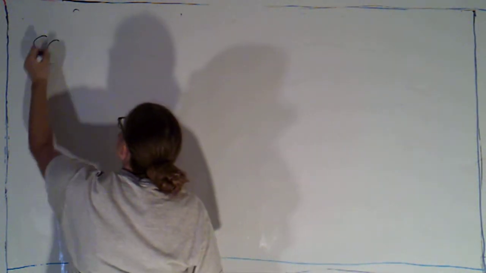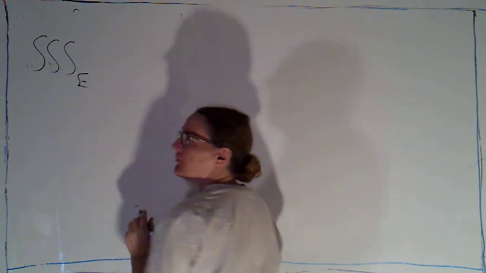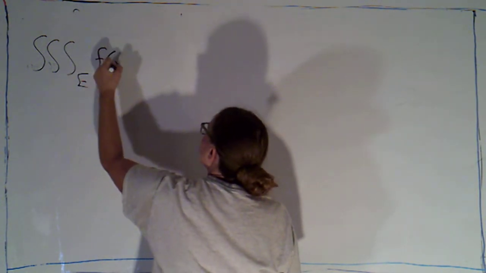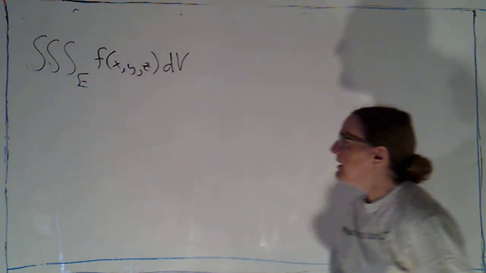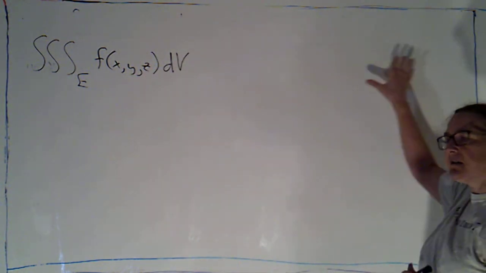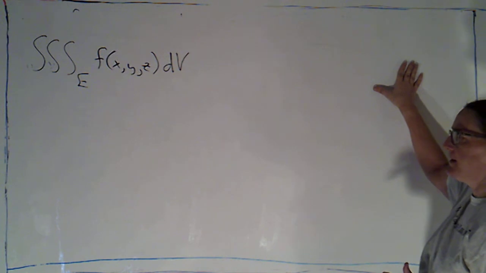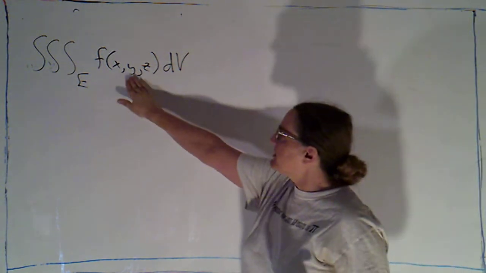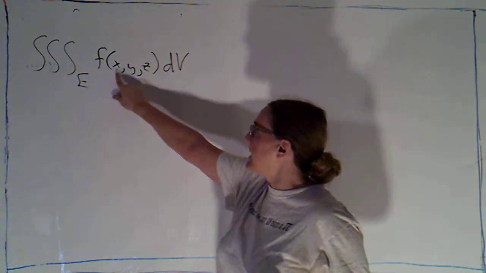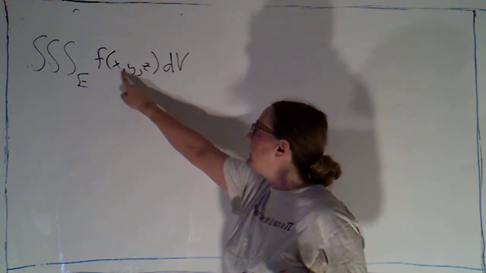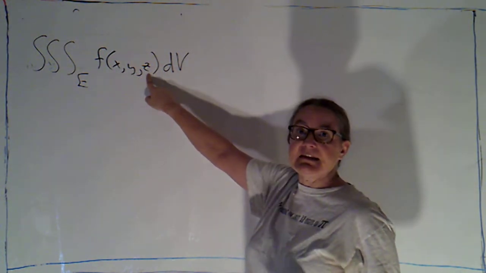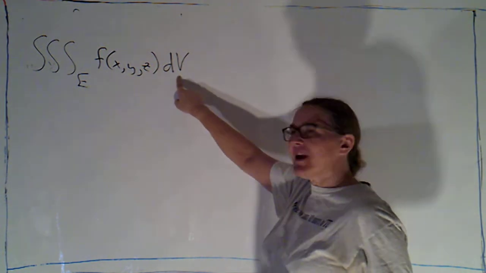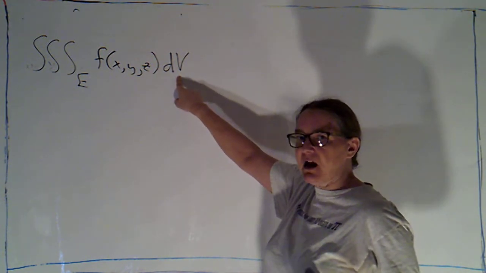So, if I have the triple integral over E of f(x, y, z) dV, and I want to write that in cylindrical coordinates, I know how I'm going to switch the integrand. x is just going to become r cosine theta, y is going to become r sine theta, z is going to stay z. I need to think about what dV becomes.